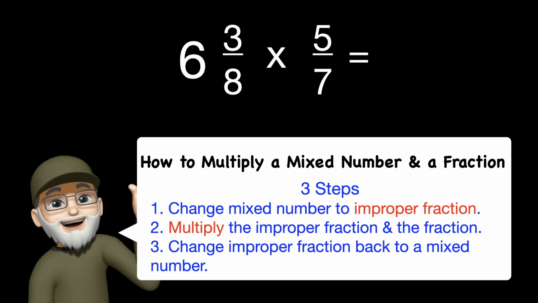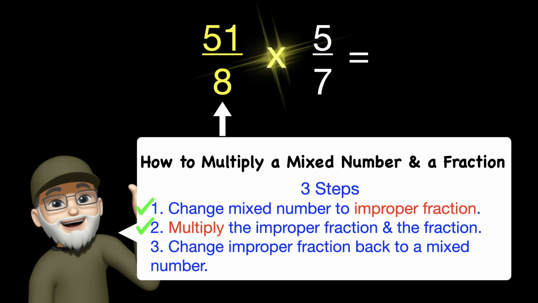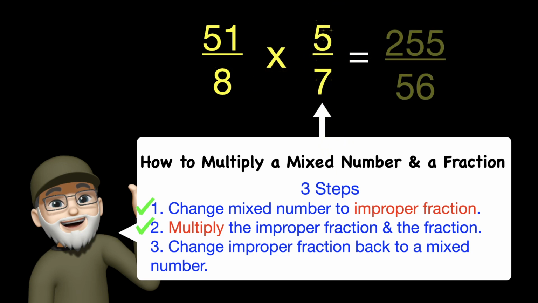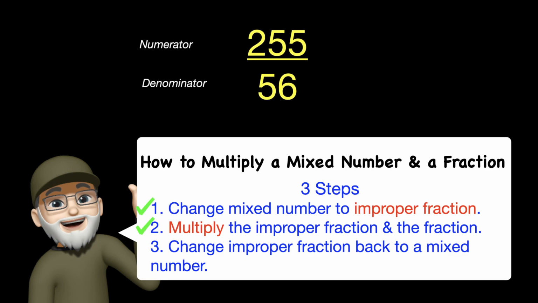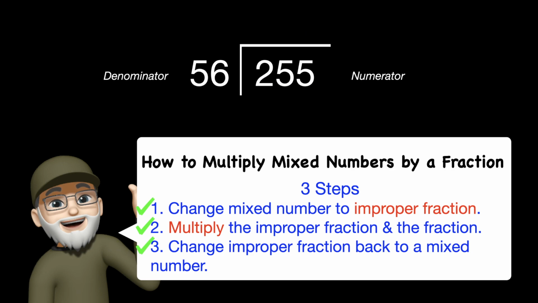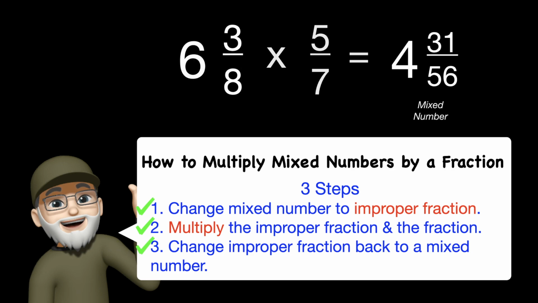The first step is that we want to change the mixed number into an improper fraction. Step 2 is that we multiply the improper fraction by the fraction. That gives us an improper fraction. Step 3 is where we change the improper fraction back into a mixed number, and we use division for that.